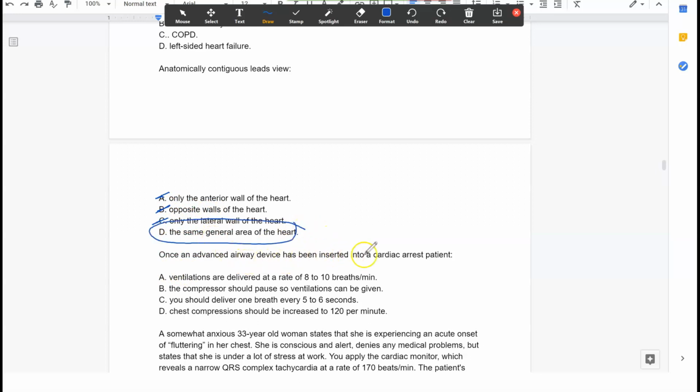Once an advanced airway device has been inserted into a cardiac arrest patient, ventilation is delivered at a rate of 8 to 10 breaths a minute. Compressor should pause so ventilations can be given. No, we don't pause. We have an advanced airway now. We don't need to pause anymore. You should deliver 1 breath every 5 to 6 seconds. No, that's rescue breathing. Chest compression should be increased to 120 a minute. They should have been there already. Ventilations are delivered at a rate of 8 to 10 breaths a minute.